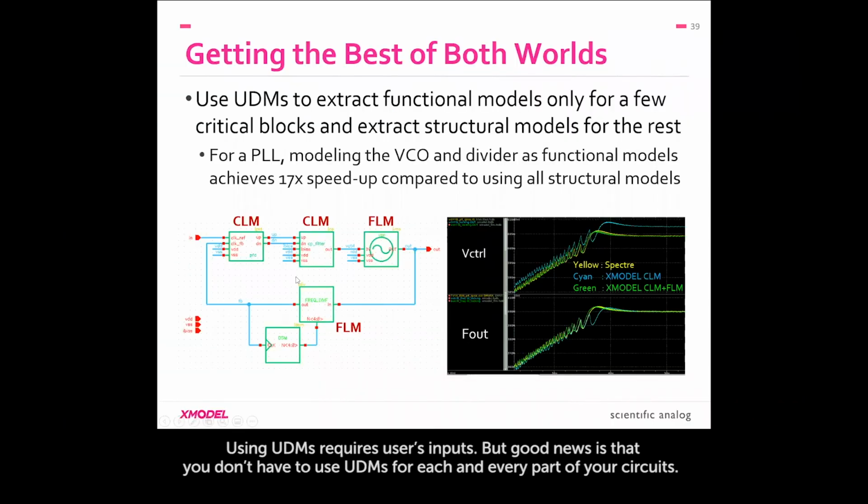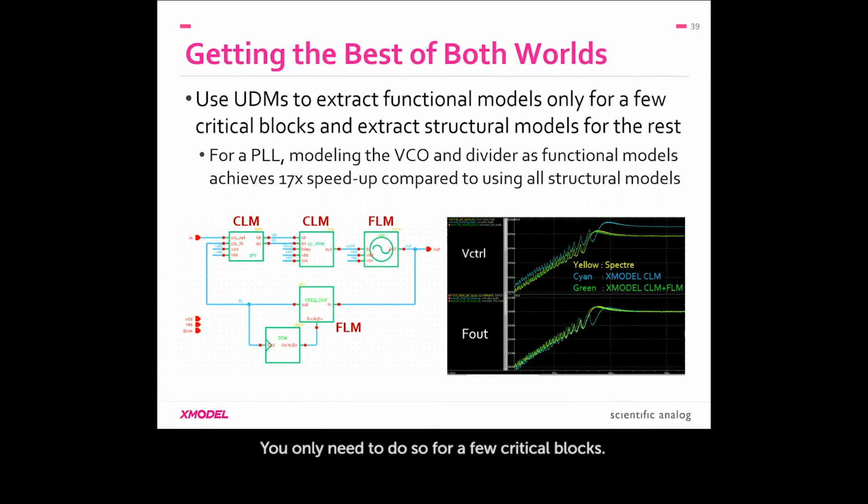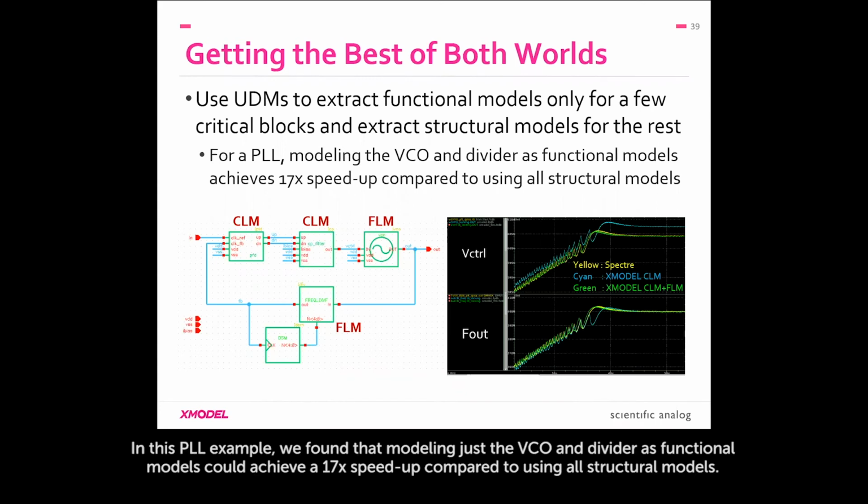Using UDMs requires users' inputs, but the good news is that you don't have to use UDMs for each and every part of your circuit. You only need to do so for a few critical blocks. In this PLL example, we found that modeling just the VCO and divider as functional models could achieve a 17x speedup compared to using all structural models.